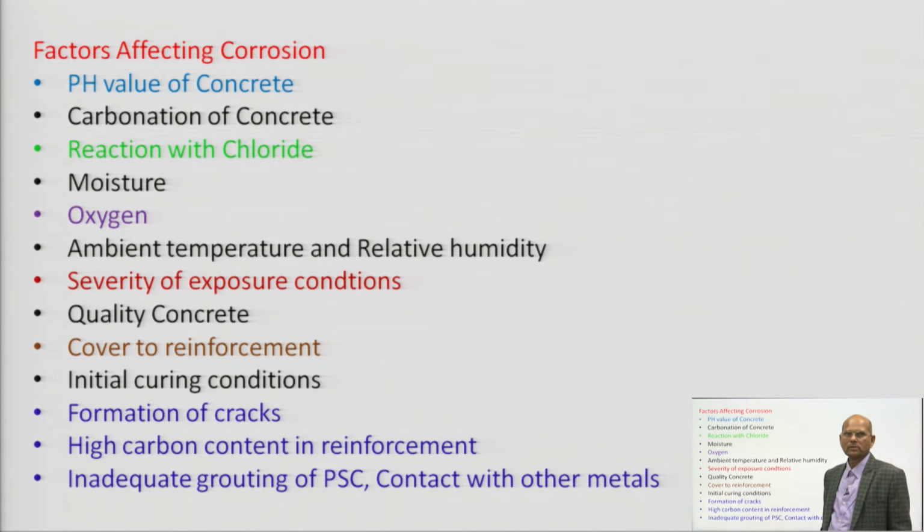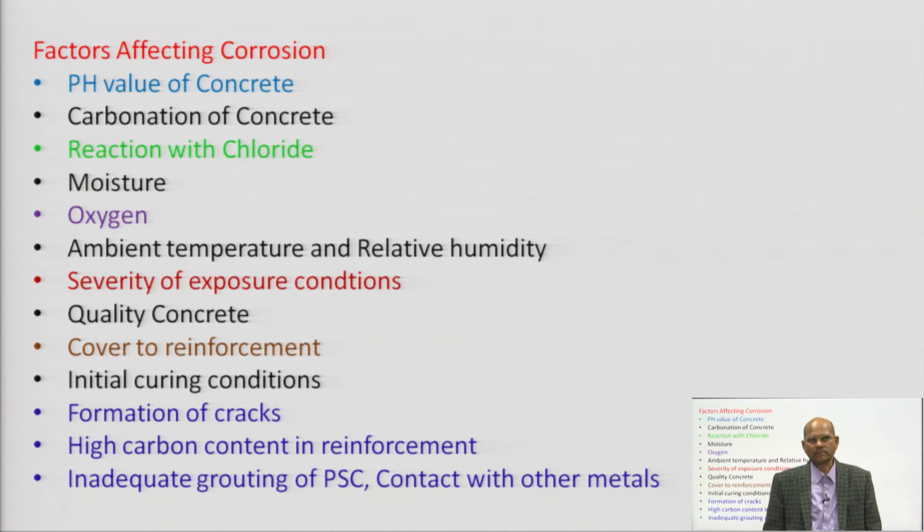So, factors affecting corrosion. There are different factors which affect the rate of corrosion: pH value of concrete, carbonation of concrete, reaction with chloride, moisture present in the concrete and ingress from outside, oxygen, ambient temperature and relative humidity, severity of exposure conditions, quality of concrete, cover to reinforcement, initial curing condition, formation of cracks, high carbon content in the reinforcement, inadequate grouting of pre-stressed concrete, contact with other metals, alkali aggregate reaction, formation of cracks in a structure. All these things affect corrosion in the structure.